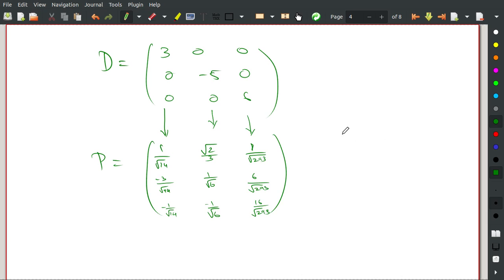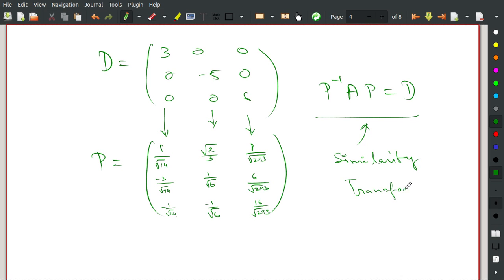So another thing to do is, in all the cases, P inverse A P equals D, okay? If we take the inverse of this P matrix and matrix multiply with A and then matrix multiply by P, we will end up with this D matrix. So this is called the similarity transformation.